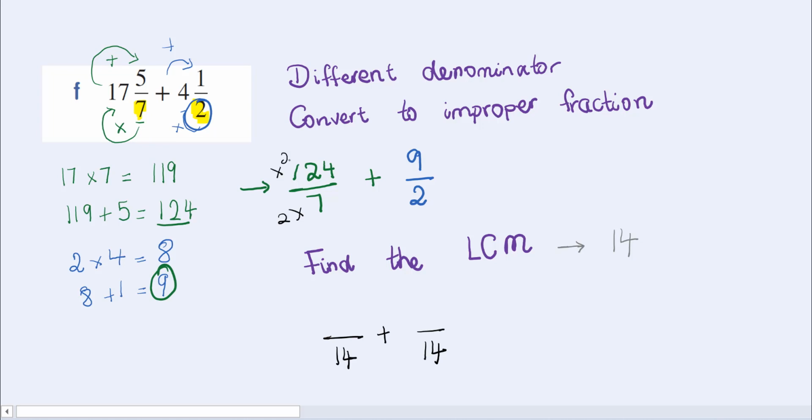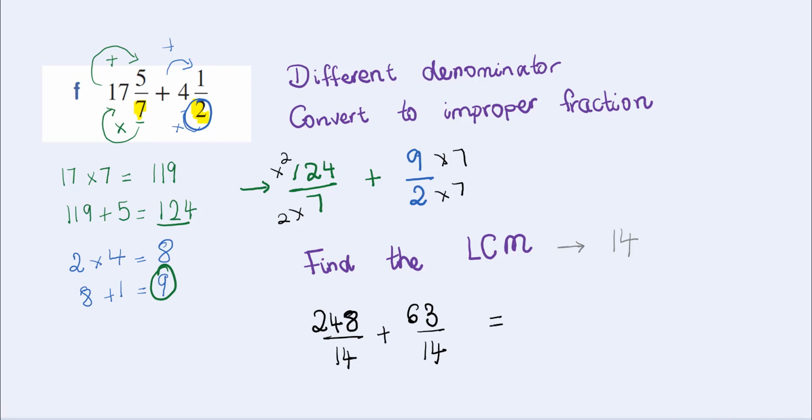Now to get to 14, I had to times 7 by 2. So I'm going to do the same thing to the 124 at the top. I'm going to times it by 2. And to get to 14 in my second fraction, I times 2 by 7. So I'm going to do the same thing to the top and times it by 7. So whichever number I multiply the bottom by, I will multiply the top as well. So 124 by 2 gives me 248, and 9 times 7 gives me 63.